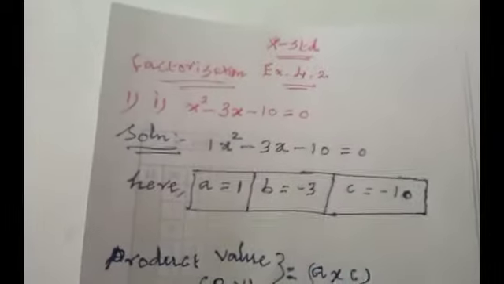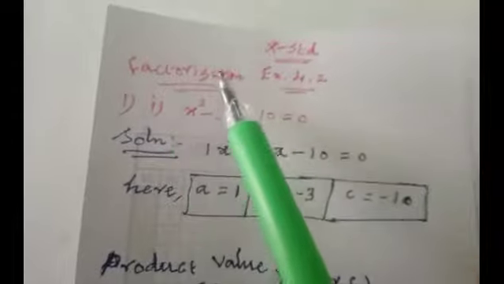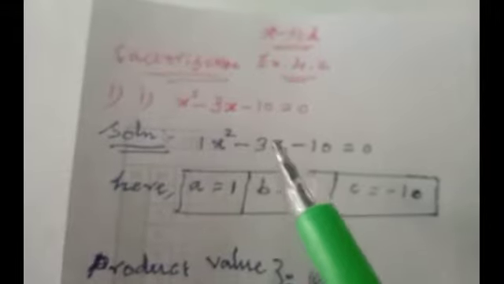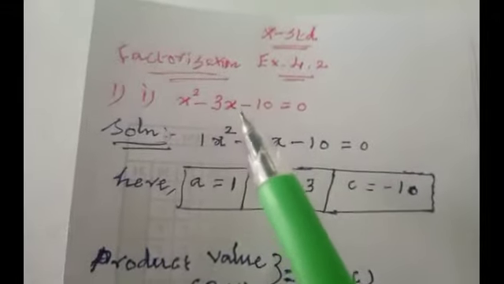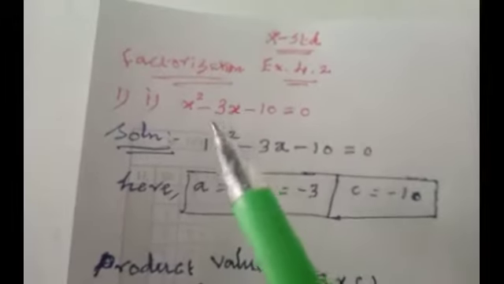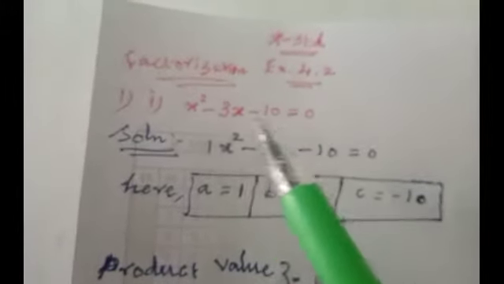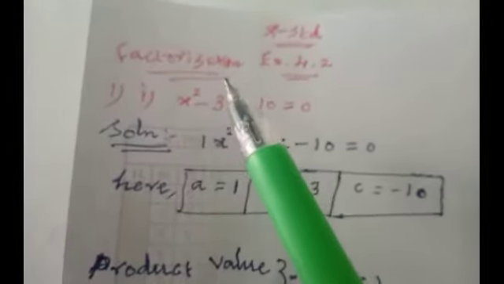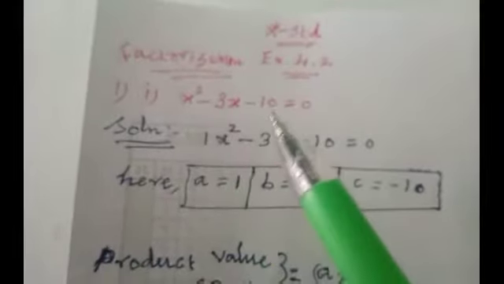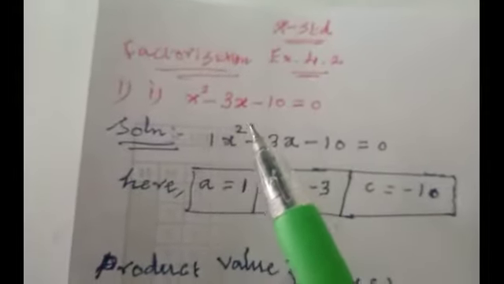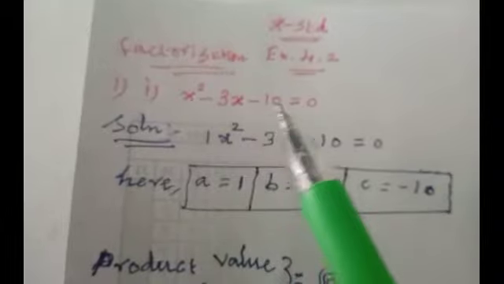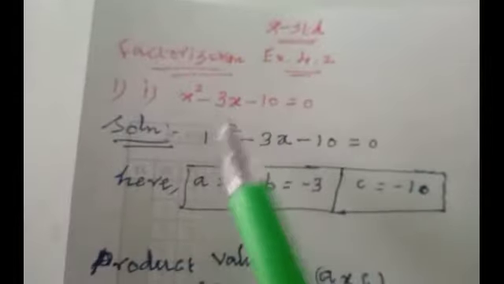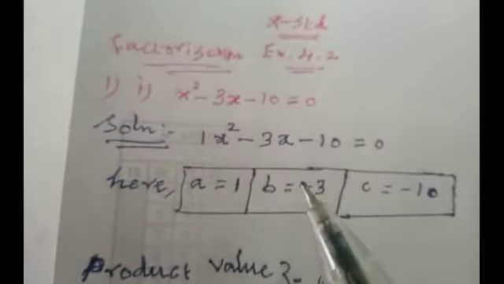Exercise 4.2 is factorization of a quadratic equation. Already we know the quadratic equation will be in the form of ax square plus bx plus c is equal to 0, which means x square, x, constant. This is known as the quadratic equation formula. Now we have to factorize the given quadratic equation and find the factors and its roots. Roots means x value, and factors means we have to split this quadratic equation into two smallest forms.